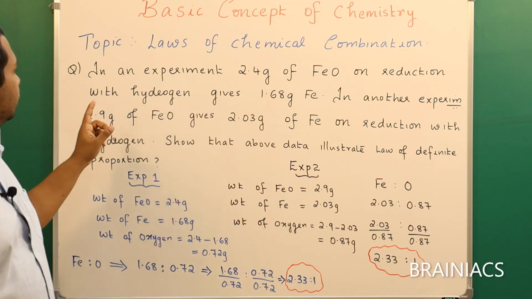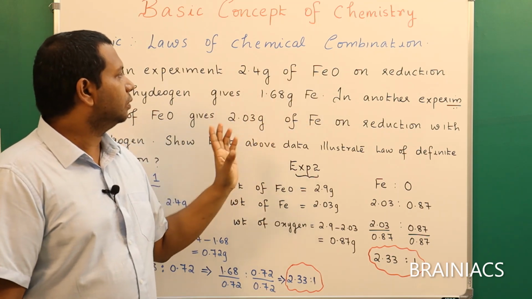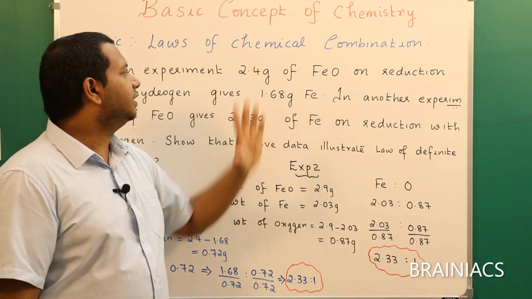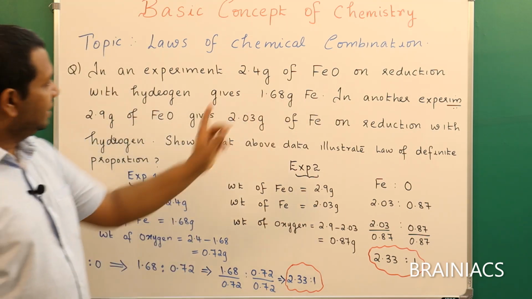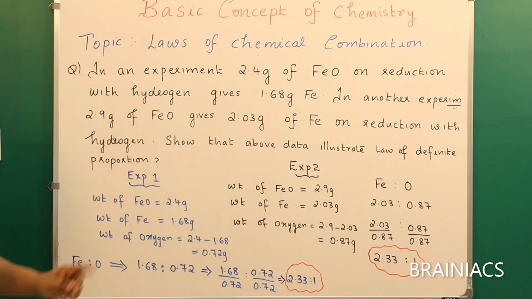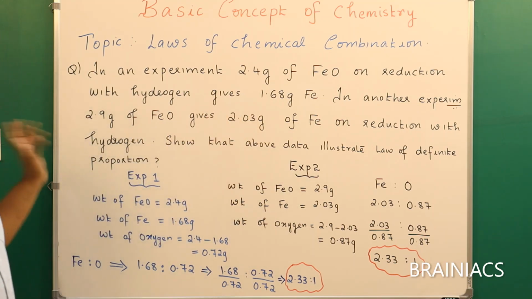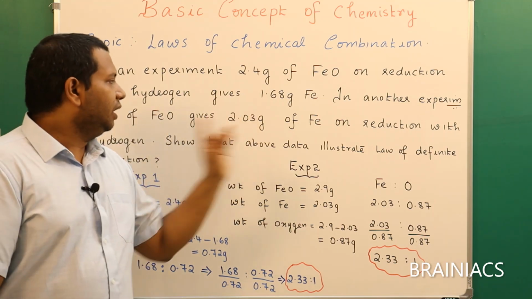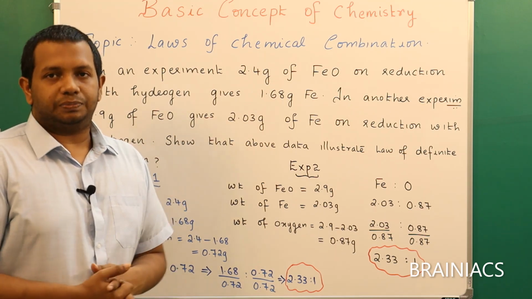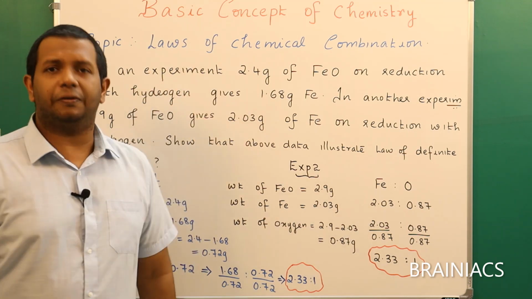If you read the question, you could see here, in an experiment, 2.4 gram of iron oxide on reduction with hydrogen gave you 1.68 gram iron. Then in another experiment, 2.9 gram of iron oxide gives 2.03 gram of iron on reduction with hydrogen. Show that the above data illustrate the law of definite proportion. So first we need to think about how this question is related to the law of definite proportion.